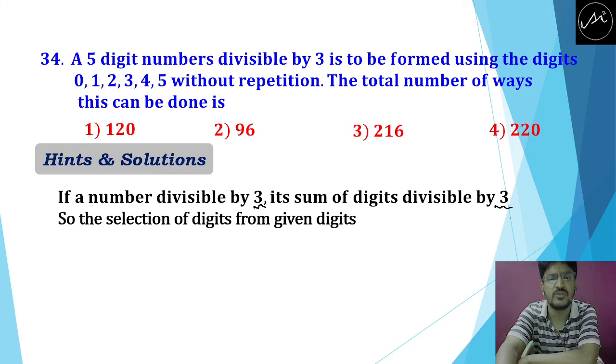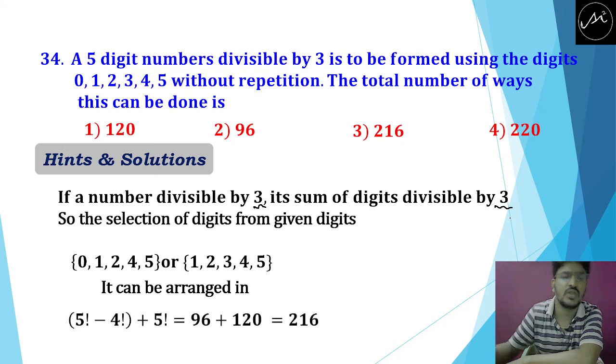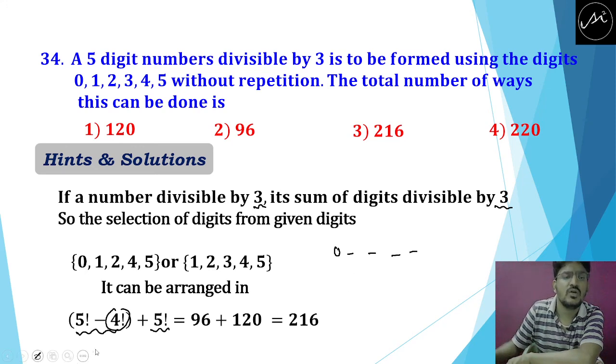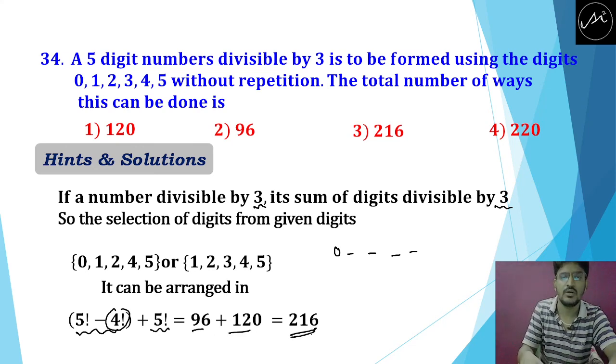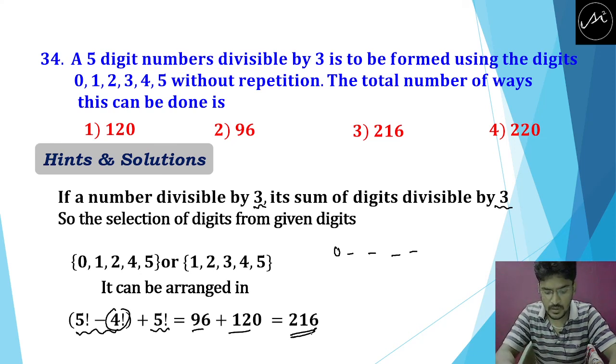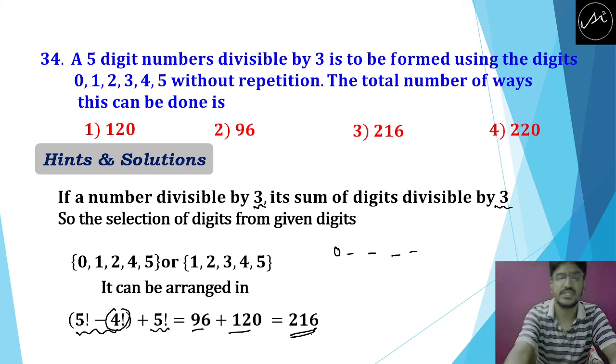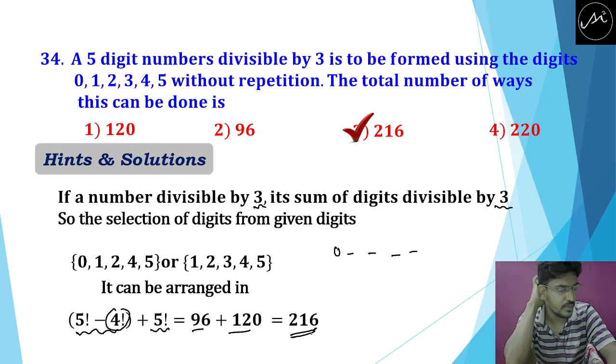So the selection of the digits from the given digits will be 0, 1, 2, 3, 4, 5 or 1, 2, 3, 4, 5. It can be arranged in 5 factorial minus 4 factorial plus 5 factorial. Here 4 factorial counts the numbers starting with 0. So 5 factorial minus 4 factorial plus 5 factorial will be the right answer. So 96 plus 120, so total 216 is going to be the correct answer. So therefore 216 is going to be the right answer for this particular problem.